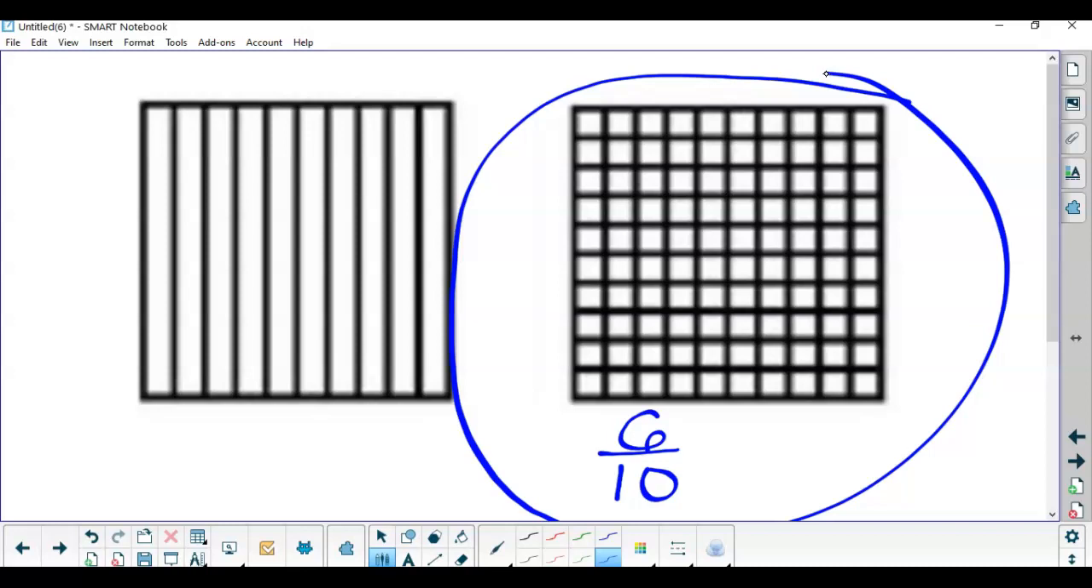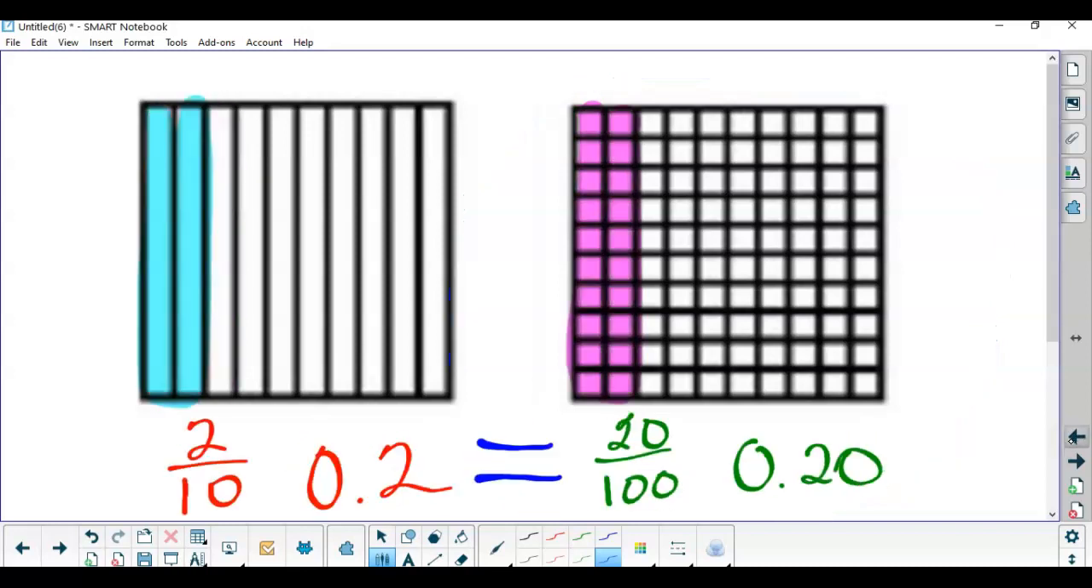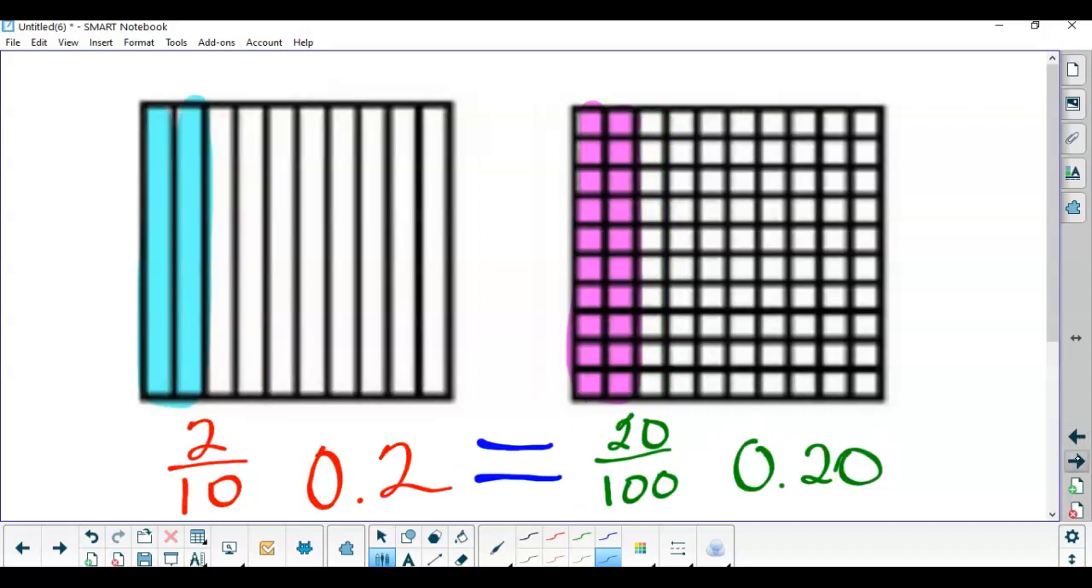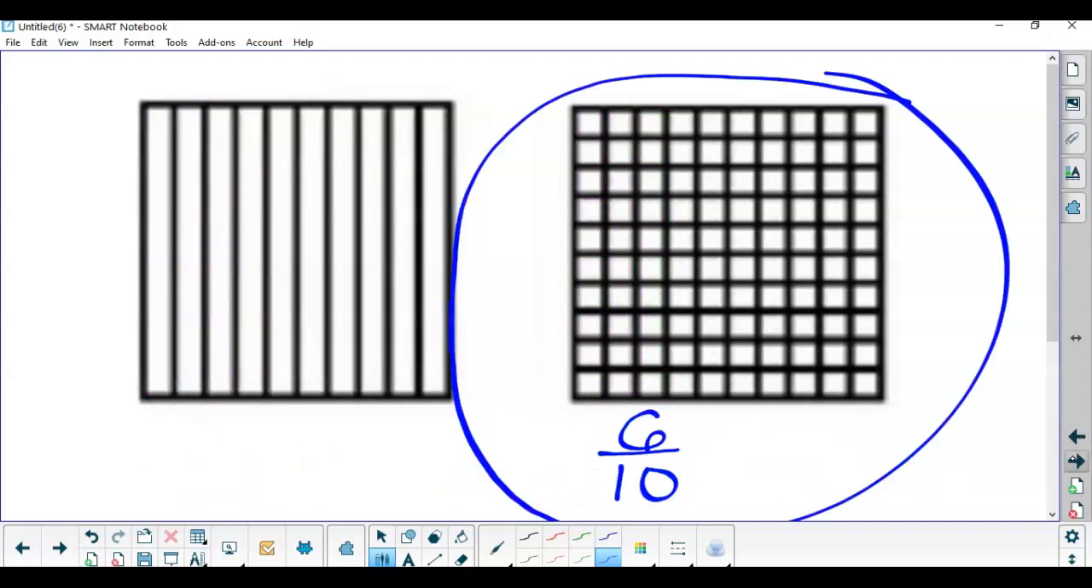Well, I need to think about what we just discussed with tenths equaling hundredths. 2 tenths was equal to 20 hundredths. Look at that picture. What do you notice? 3 tenths was equal to 30 hundredths. Look at that picture. What do you notice? Okay, so let's go back and now think about this.